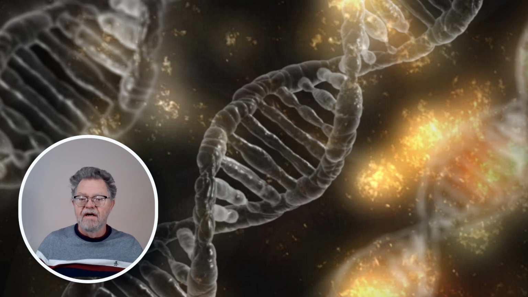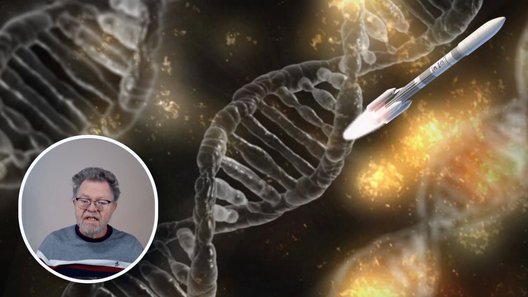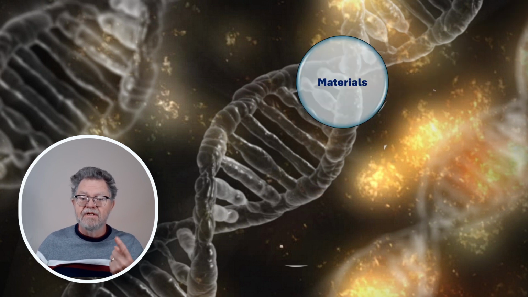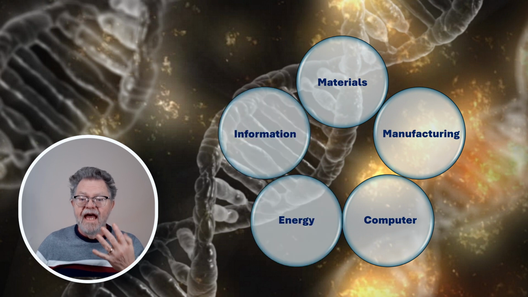In my previous video, I looked at what it would take to make a self-replicating machine, a von Neumann probe. It was clear that 5 subsystems were required: materials, manufacturing, computer, energy, and information. All 5 of these subsystems exist in all living things. Let's look at them one at a time.